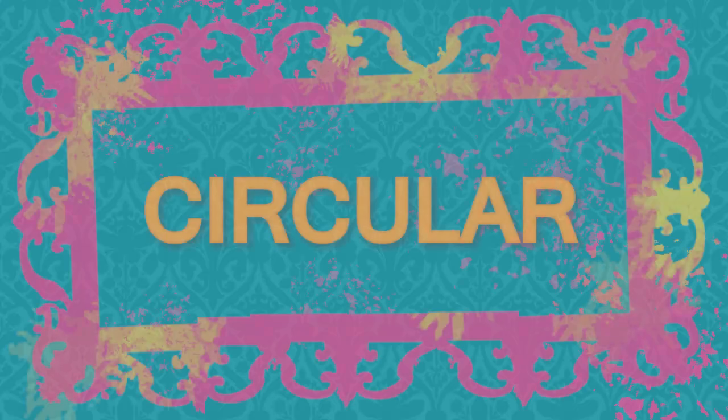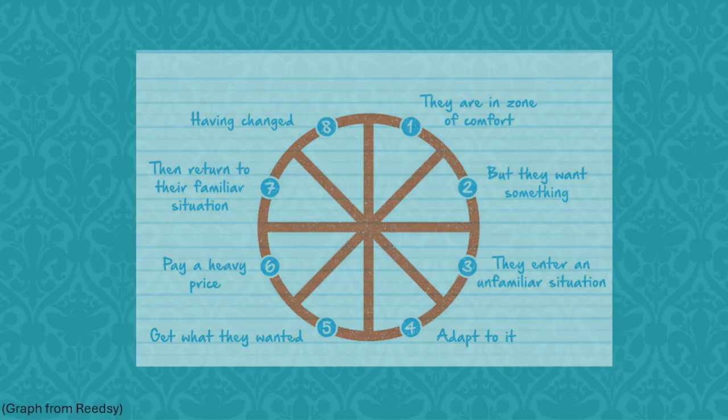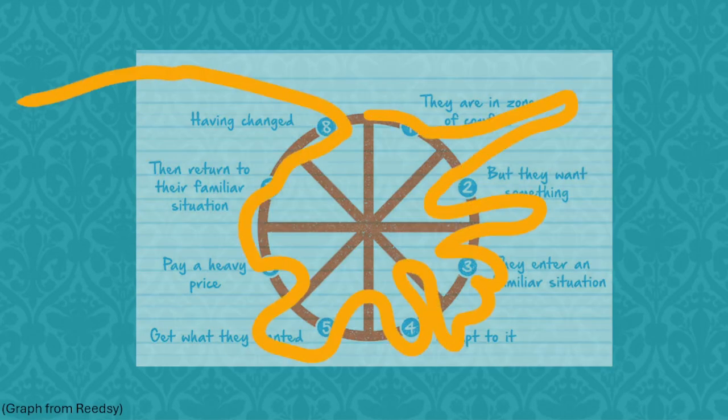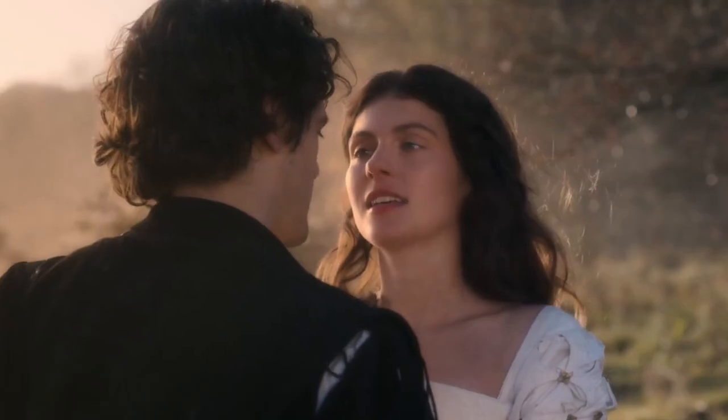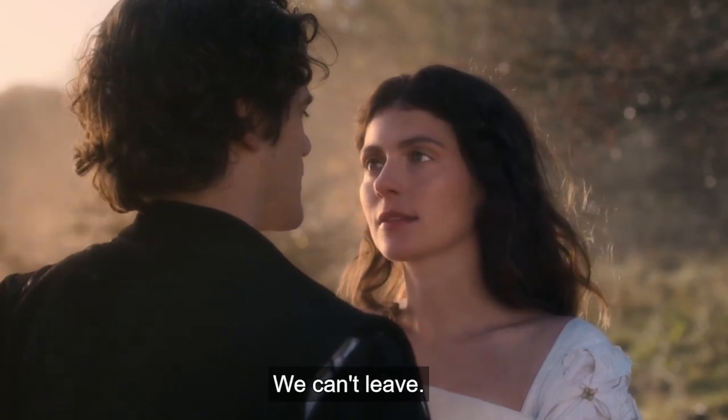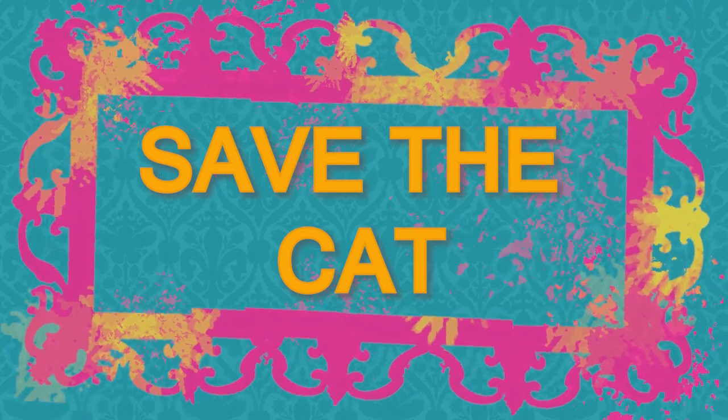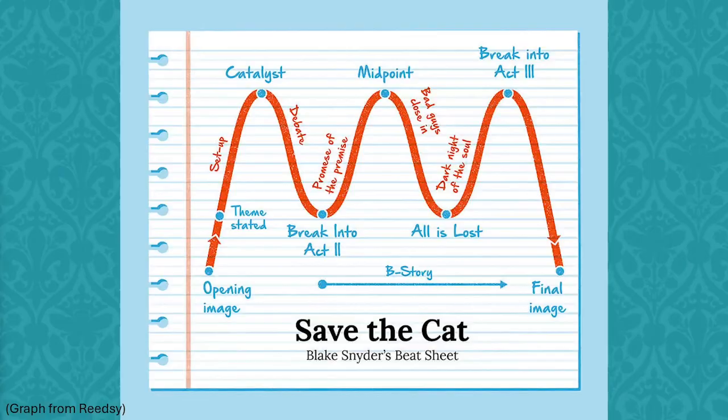We can't use a circular structure because Jane doesn't return to her normal life at the end of the season. There's no central conflict which Jane solves and then gets her back to her normal life. And there's way too much going on for her to go back to that. We can't quite use the Save the Cat method either, because it's an extension of the 3-act structure.